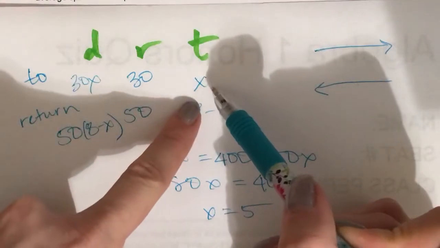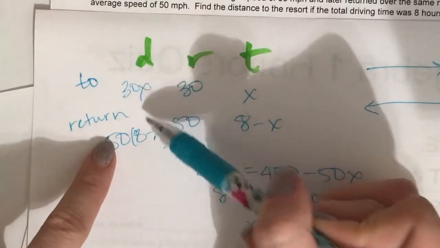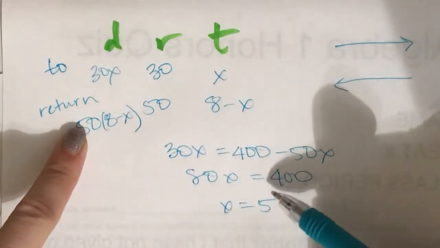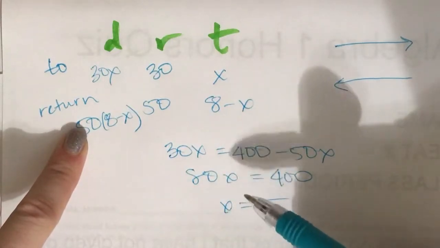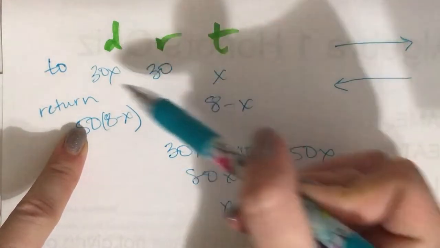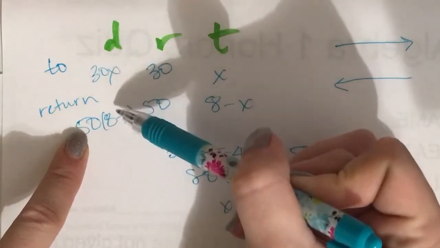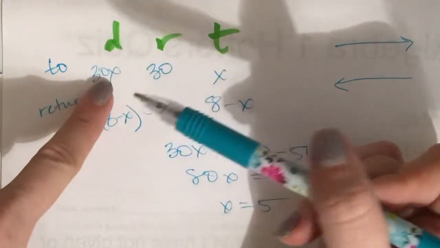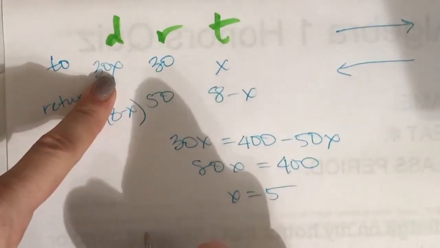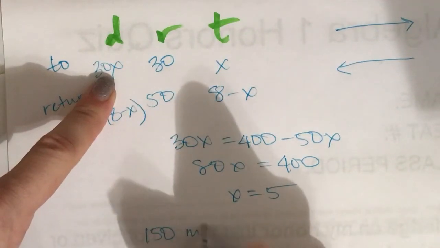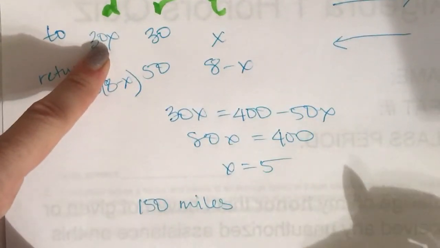We can choose either of these expressions for the distance to plug back into, because if we did the math right here, we got the time that should have made it so that those are equal. So it's 150 regardless of which one you plug back into. So the distance to the resort is 150 miles.